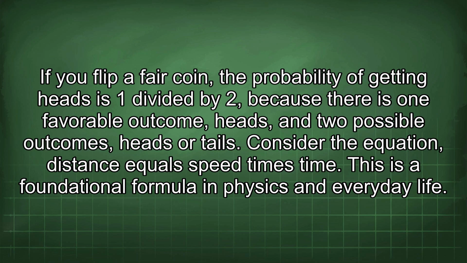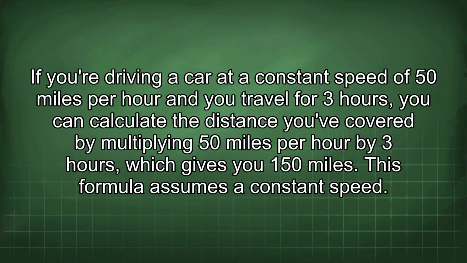Consider the equation, distance equals speed times time. This is a foundational formula in physics and everyday life. If you're driving a car at a constant speed of 50 miles per hour and you travel for 3 hours, you can calculate the distance you've covered by multiplying 50 miles per hour by 3 hours, which gives you 150 miles. This formula assumes a constant speed.